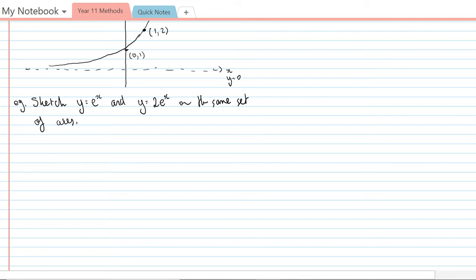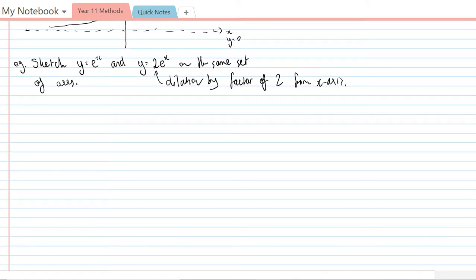Third one, sketch e to the x and 2e to the x on the same set of axes. So remember, e was just a number like pi, 2.718, and so that means the base is greater than 1. And this number 2 at the front here is a dilation by a factor of 2 from the x-axis. So what that means is that everything is twice as high as it was originally.